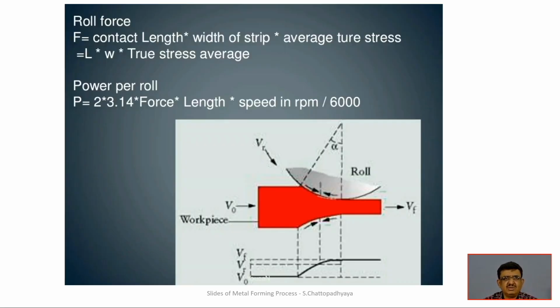So we can see all those forces in contact length, in the width of strip, into average true stress, and that is how we determine all those forces, and the power is associated with those: pi into 2 into force into length into speed in RPM by 6000. So all those things are equations, and from there itself we can calculate the power per roll, and that is sometimes required in order to identify the real power requirement of those rolls and the capability of those machines in order to process that kind of shape deformation.